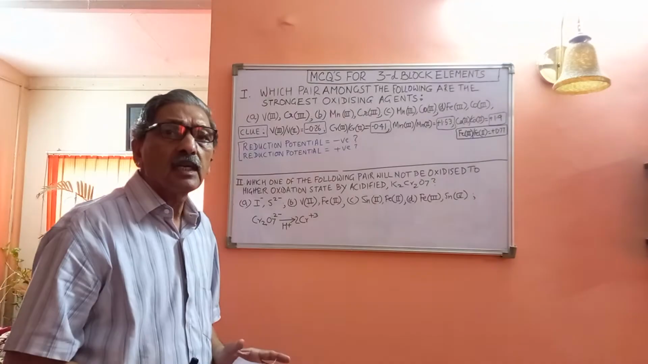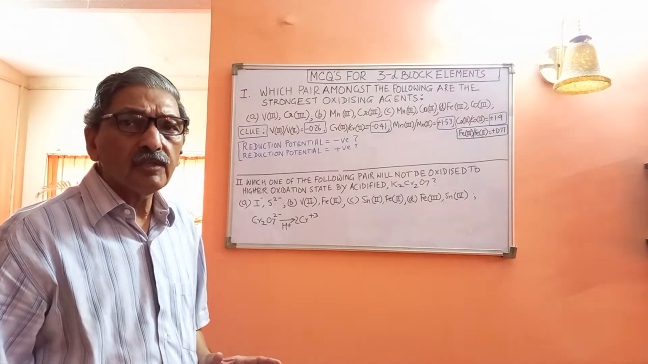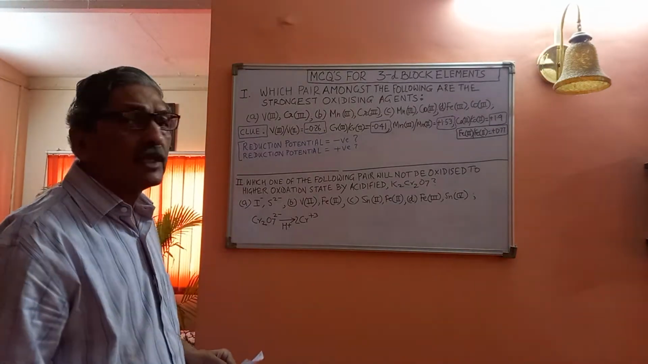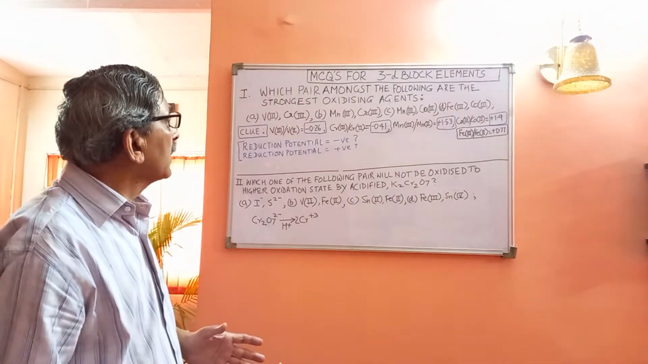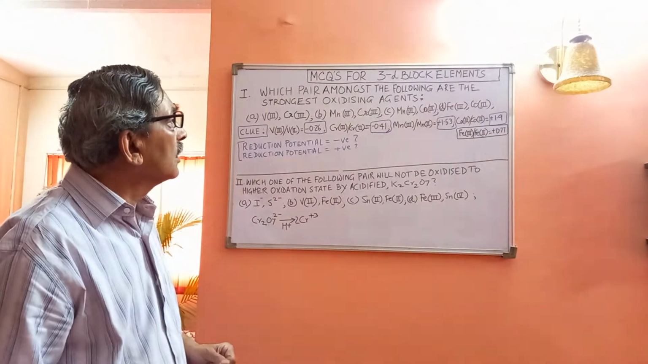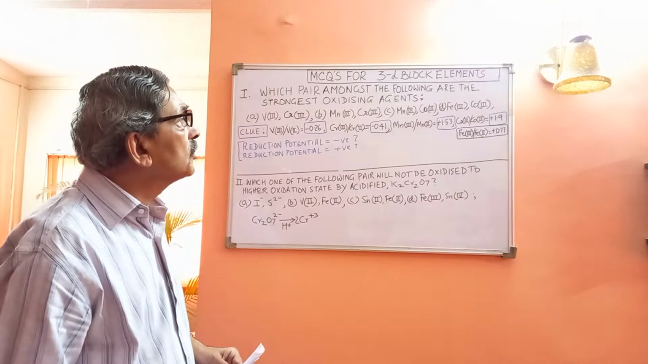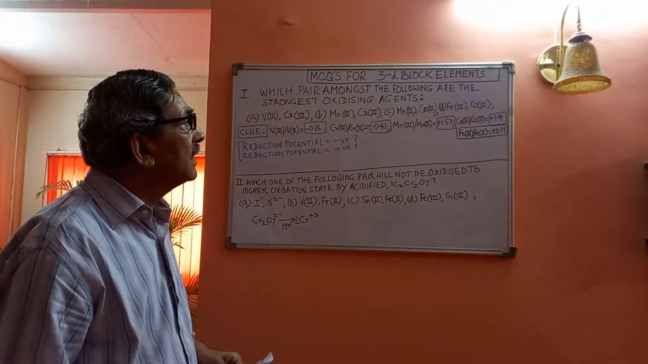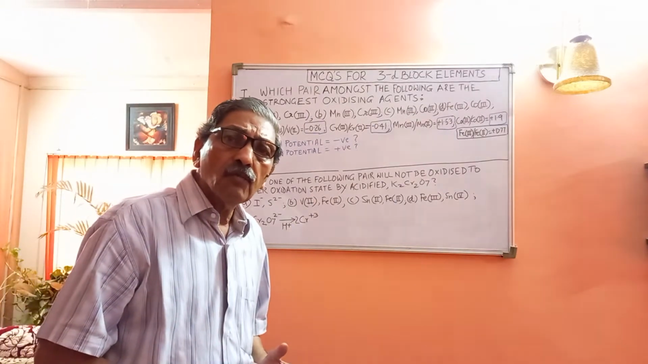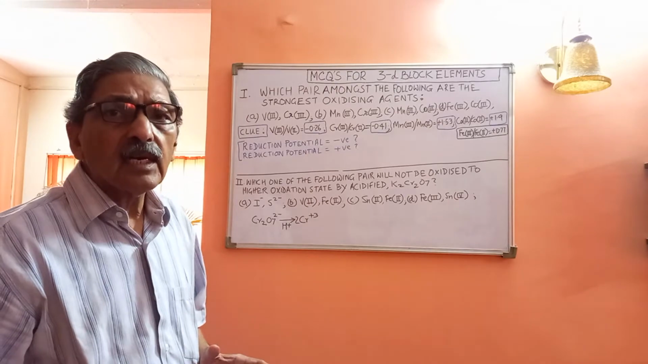That means the question is asking that we have been given a set of pairs. The four choices are: vanadium 3 and chromium 3, this is one pair. The second pair is manganese 3 and chromium 3. The third pair is manganese 3 and cobalt 3. And the fourth pair is iron 3 and cobalt 3. Now, what we want you to answer is which one is the right choice.